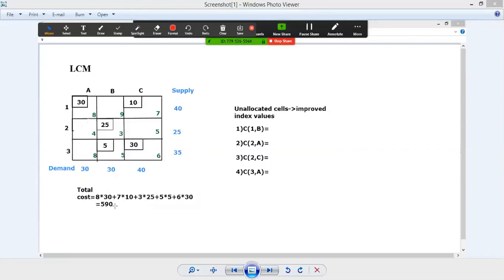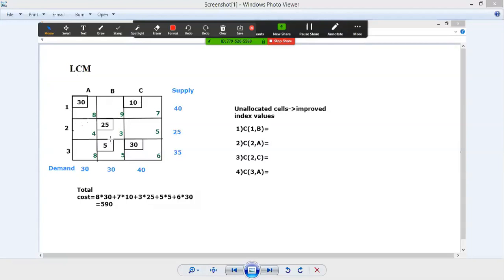So this is the first step. We got the initial basic feasible solution. What is the second step in the stepping stone approach? We need to check for degeneracy. So here totally how many allocated cells are there? Here totally we have 1, 2, 3, 4, 5. There are totally 5 allocated cells, and the number of rows is 3 and the number of columns is 3. So what is the degeneracy condition?